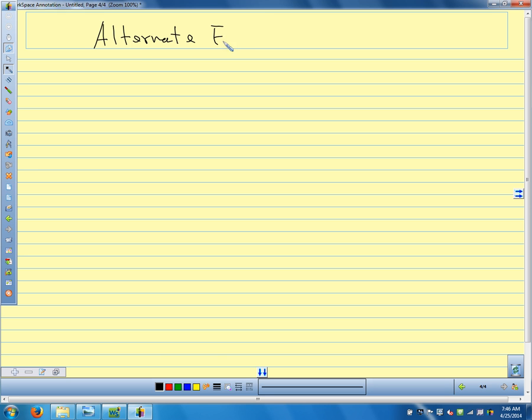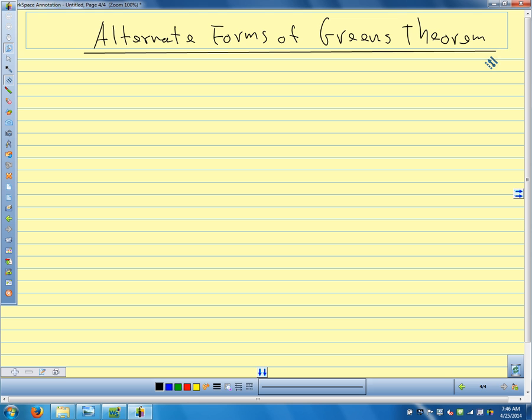Alternate forms of Green's theorem. All right, so for the first one, we talked about this one yesterday when we first wrote Green's theorem. For this first one, I'm going to let our vector field in three dimensions be M i hat plus N j hat plus 0 k hat.